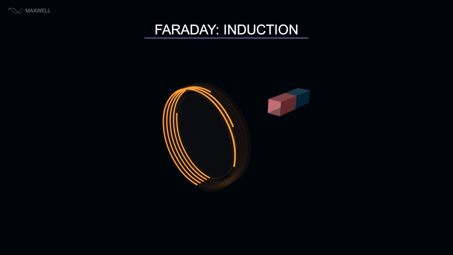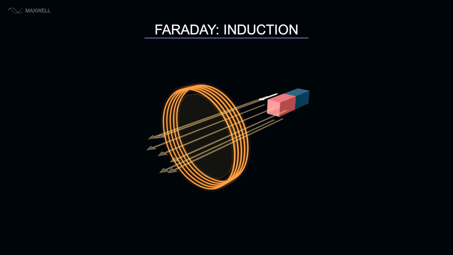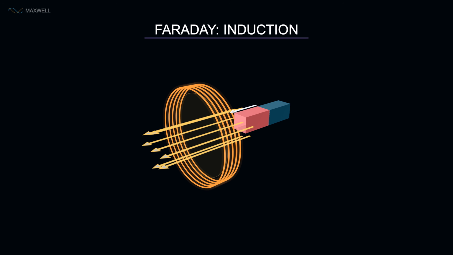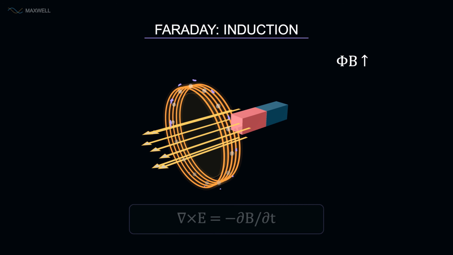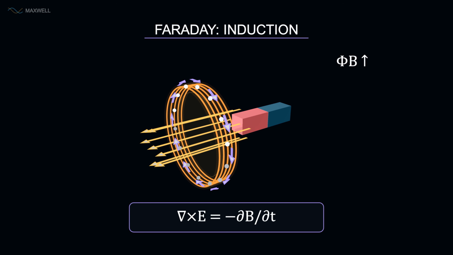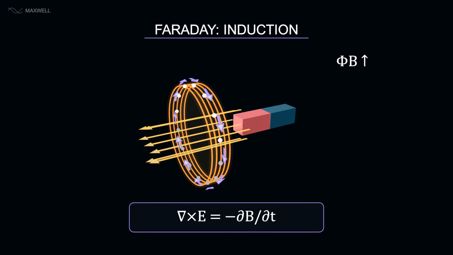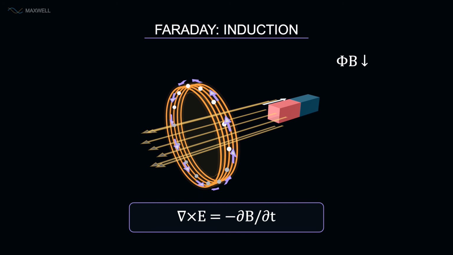So far, the fields have been frozen. Now move the magnet. As the magnetic flux through the loop changes, a circulating electric field appears. Move the magnet faster and the effect becomes stronger. The key is not the magnet itself, but change. This is how generators turn motion into electricity.